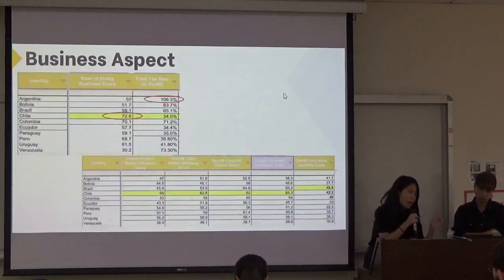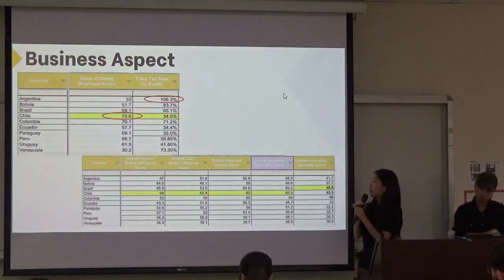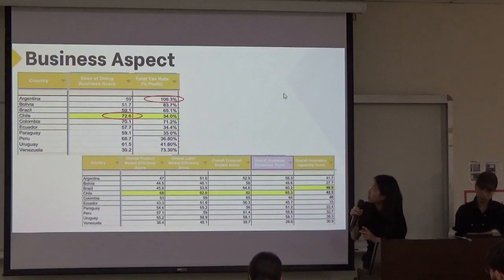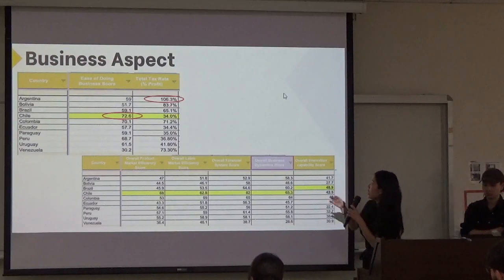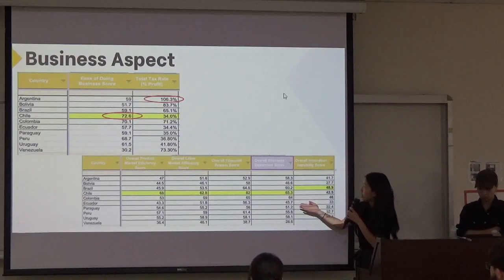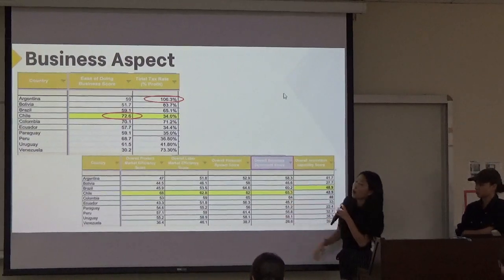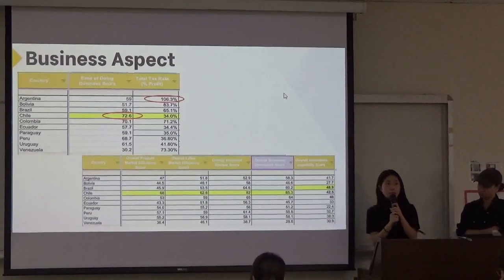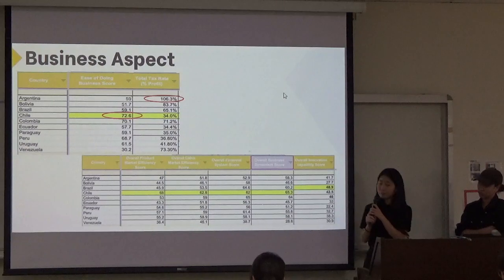But when we look at the business aspect, we can see that Colombia actually performs pretty well. It has the second highest ease of doing business score, and also the business dynamism and financial system scores are pretty good. So we kept it as one of our investment prospects.